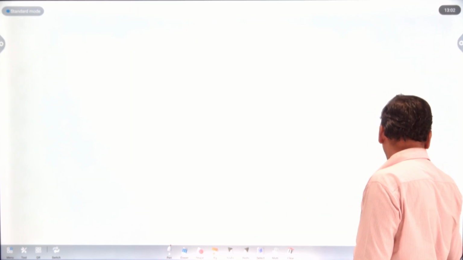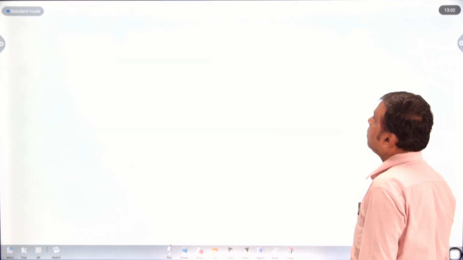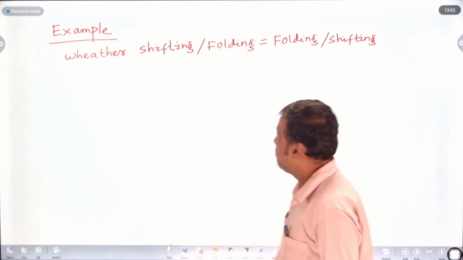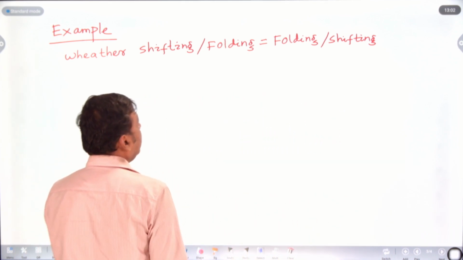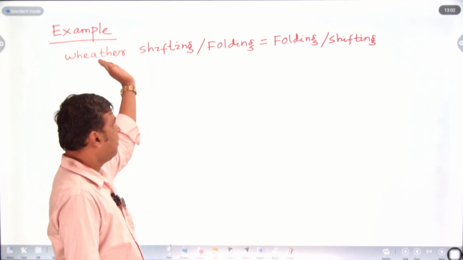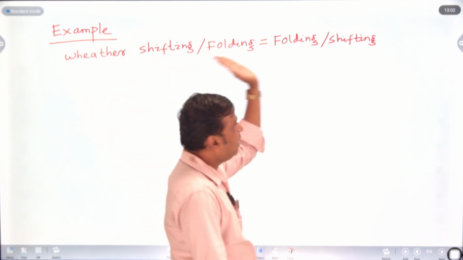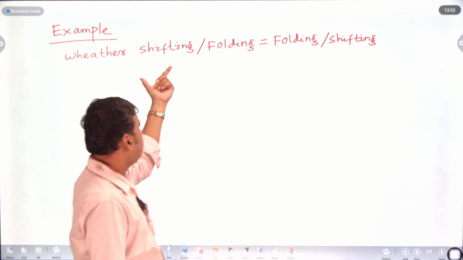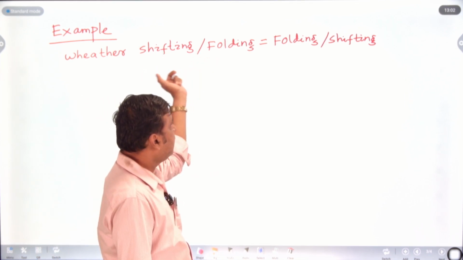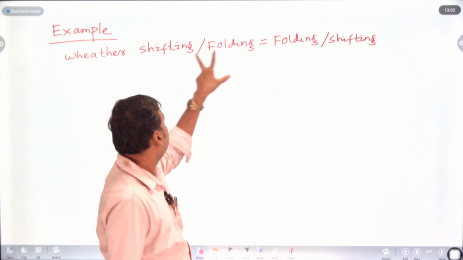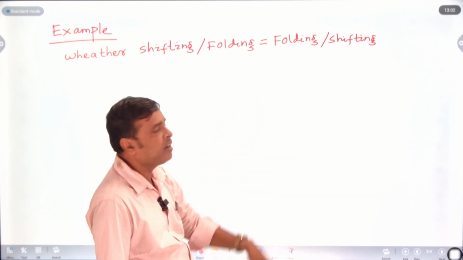Suppose we give an example of whether shifting and folding are commutative or not, meaning first shifting then folding, or first folding then shifting, of a discrete signal x of n, is the same or not. If this shifting then folding is the same as folding and shifting.